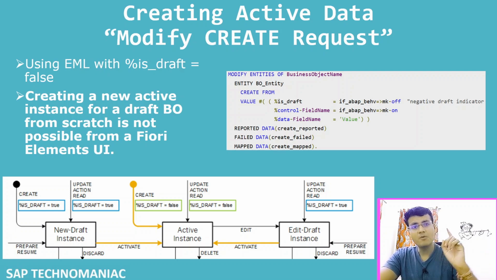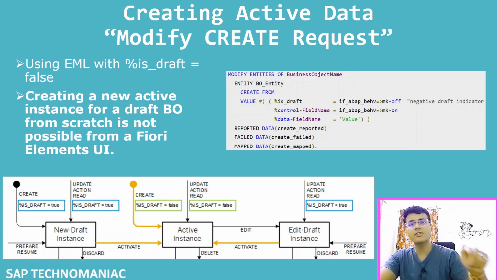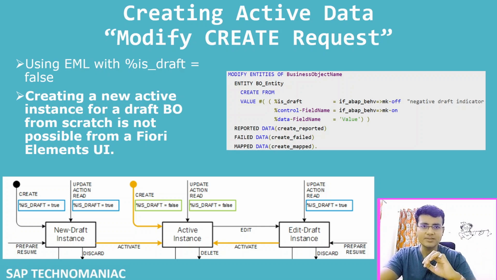First, when you are working with the front end Fiori, one important thing you have to make sure of is that you can't directly create an active instance. If your business object is draft enabled, you can't directly create the active instance. You always have to create the draft instance and then save. When you click on save, it calls the activate action, and it converts the draft data to the active instance.